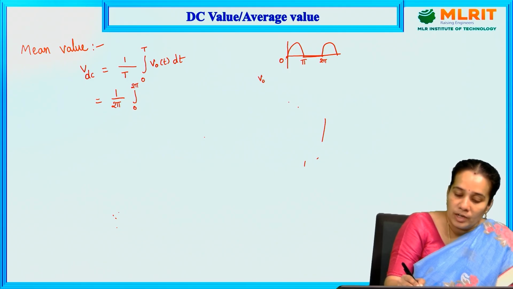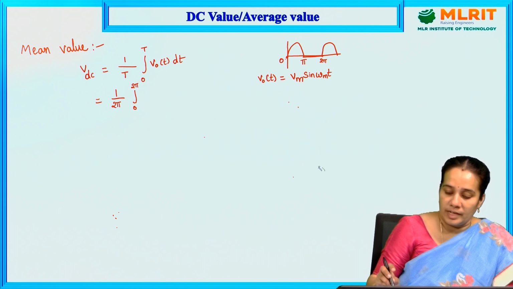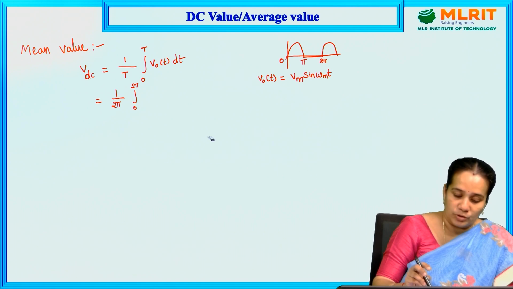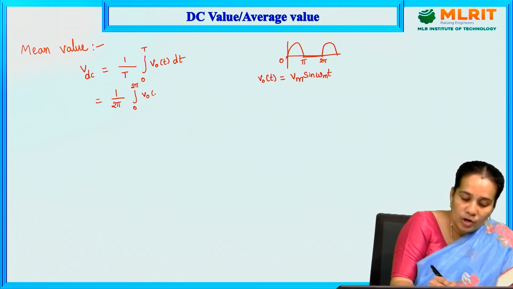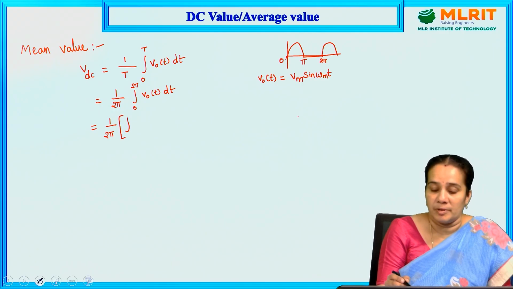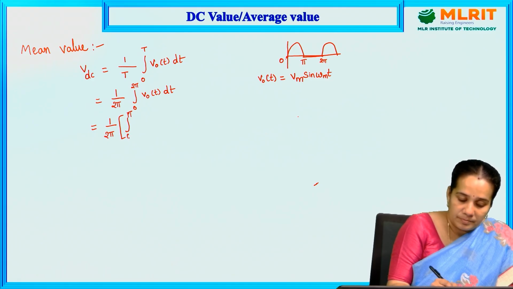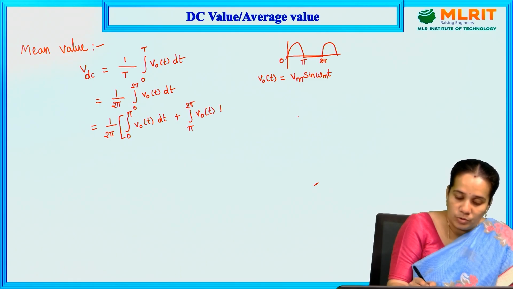What is the output here? V naught of t is equal to Vm sin omega t, where Vm is the amplitude and omega is the frequency. Substitute that equation into V naught of t into dt. Now the signal varies over the time period, so I am splitting this equation: the integration from 0 to pi of V naught of t plus the integration from pi to 2 pi of V naught of t into dt.